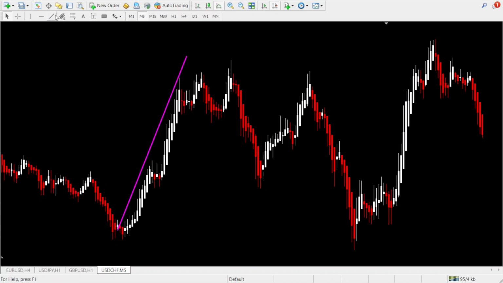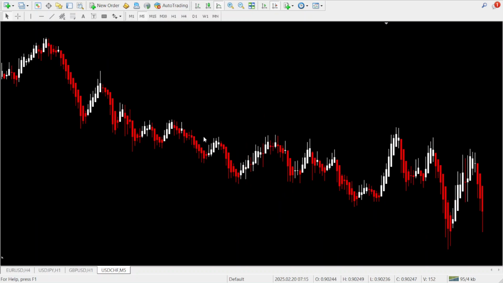white candles with little or no lower wicks. It's an indication that the price is in an uptrend. This means buyers are in control and the price is more likely to continue moving upward.